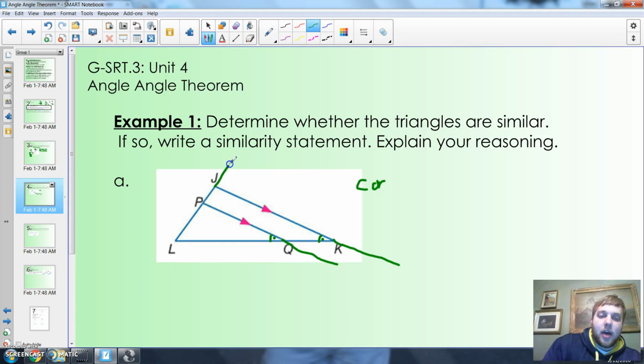Here's another transversal cutting through. Remember, these are my parallel lines here. That's my cookie, and here's my transversal cutting through. And I know these right here are corresponding as well, so they're going to be the same.